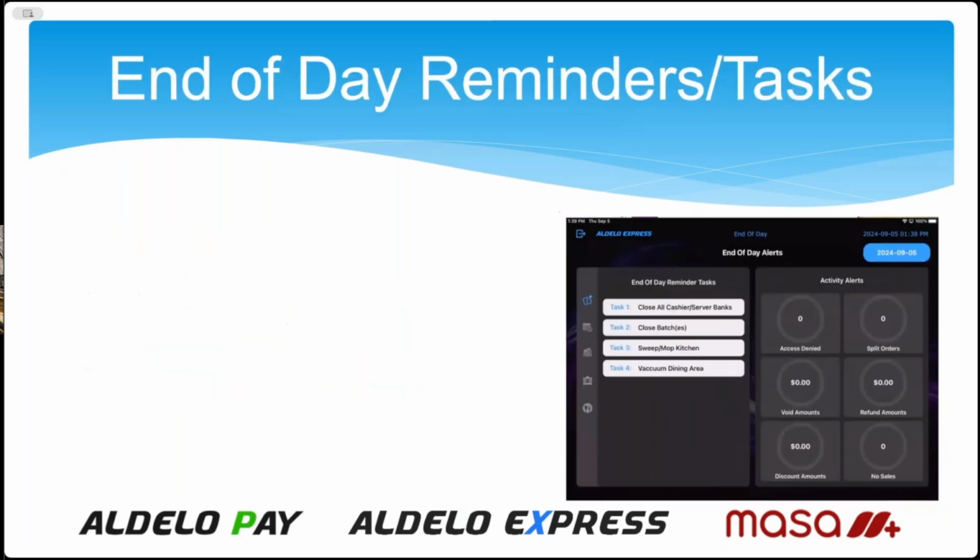And then finally, there are end of day reminders. When you do the end of day process, you have up to 10 different reminders and tasks that can be programmed into the system for the person who's doing the end of day to be reminded of the certain tasks they have to do. Sweep the floor, mop this, do this, close batches and those things. So whatever tasks there are in the restaurant at the end of the day, they can be reminded here on the end of the day task reminders.